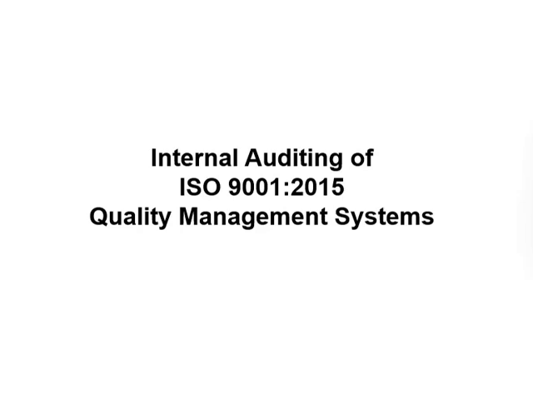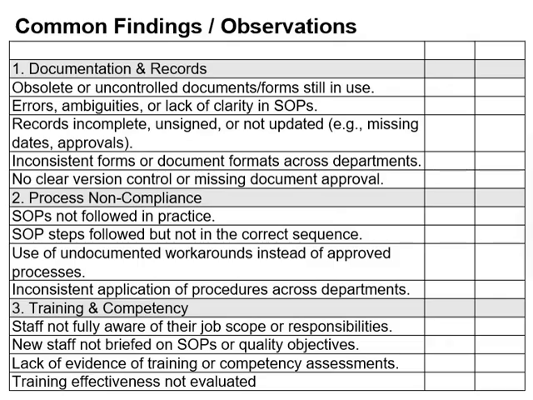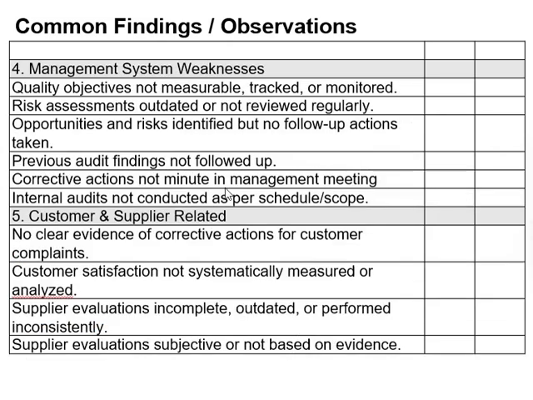We continue our discussions on internal auditing of ISO 9001. We are still covering the topics on common findings or observations by the auditors. These findings and observations give us insights on what the auditors are looking for and what the rationales behind it are. So far, we have covered quite a number of aspects, including documentations and records, process non-compliance, training and competencies, management system weaknesses, and customer and supplier related issues.